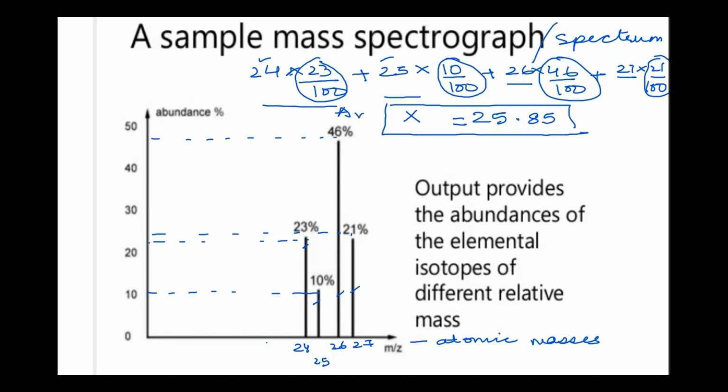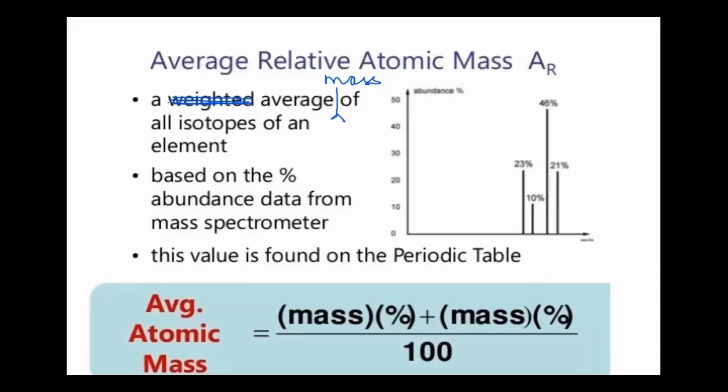So this is 25.85, which will be considered the relative atomic mass of the element X, which has four different isotopes, or four different atoms present. So this is how we calculate, and this is how we read the mass spectra or the spectrograph, right? Now, proceeding with a few more questions related to it. So this is the slide which is defining the whole process.